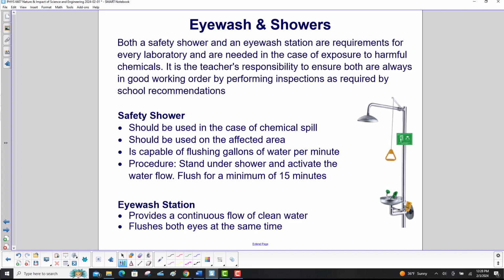The eye wash station provides a continuous flow of clean water, and it flushes both eyes at the same time.